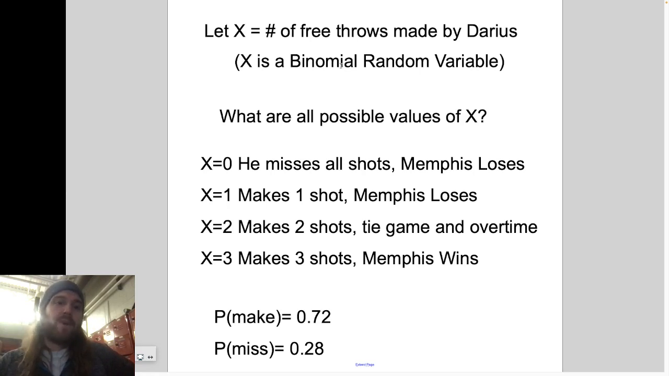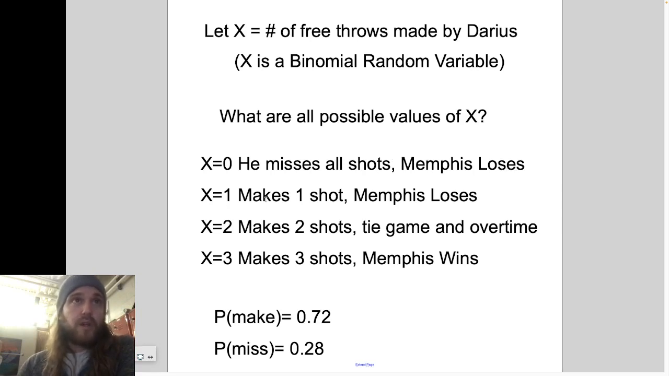What is every possible value of x? That is, what is every possible number of free throws that Darius can make in this situation? Well, he has 3 shots, so there are 4 values. Darius can step up to the free throw line, shoot 3 free throws and miss all 3. In that case, Memphis would lose the game because the score would still be 73-75.